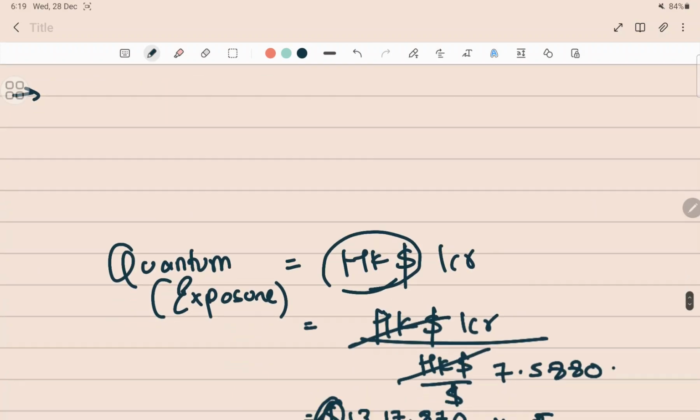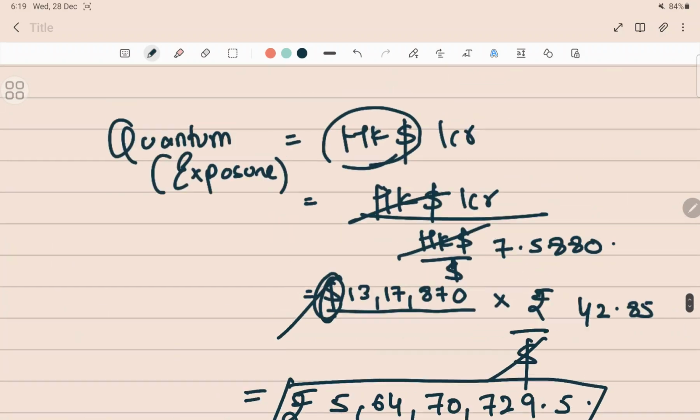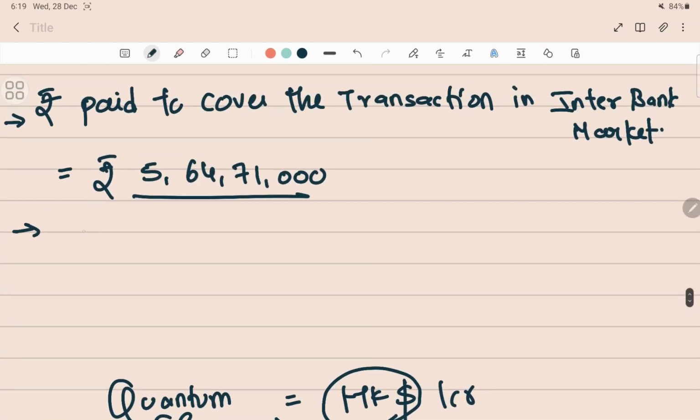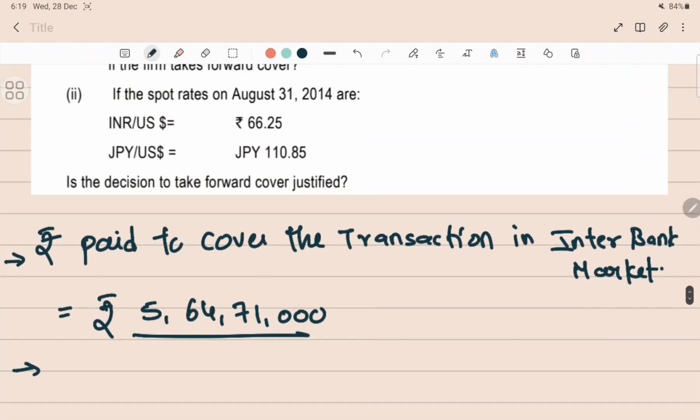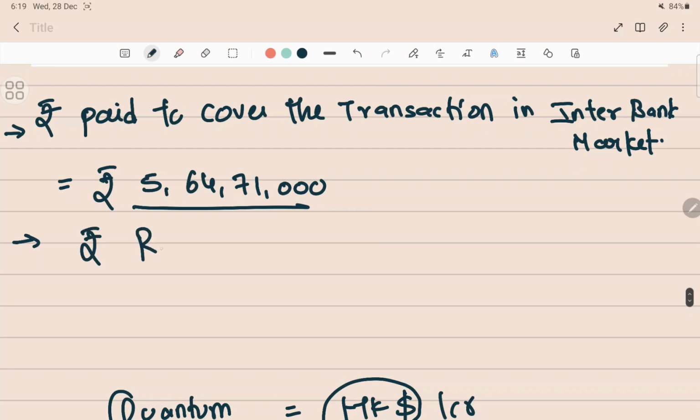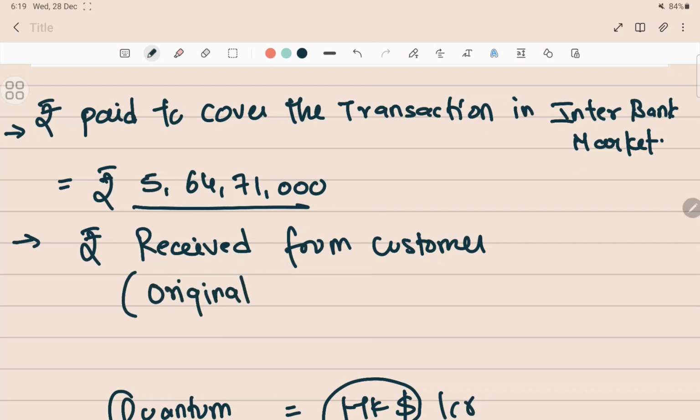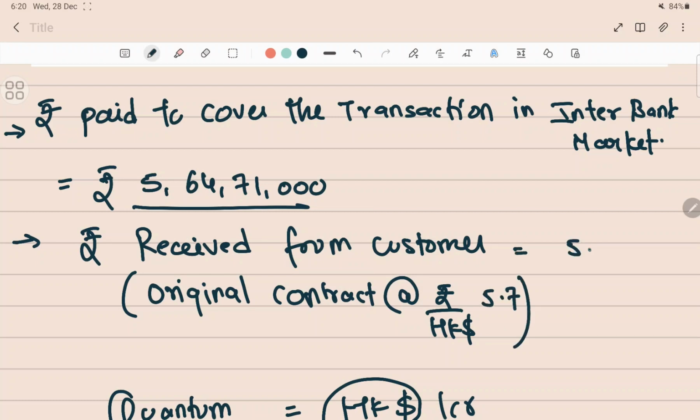And the second one, the original transaction was here, at rupee 5.7. So this is rupee received. See, you've sold HK dollar at rupee. So rupee received from customer. This is the original contract at rupee upon HK dollar 5.7, which is equal to 5 crore 70 lakh.